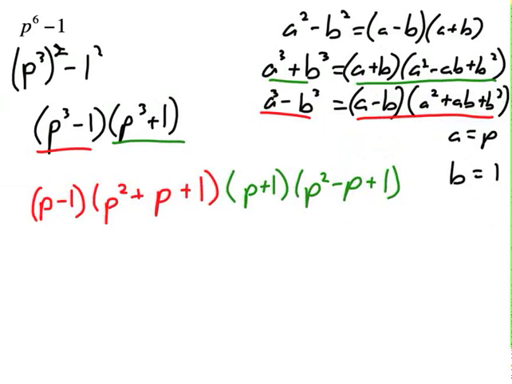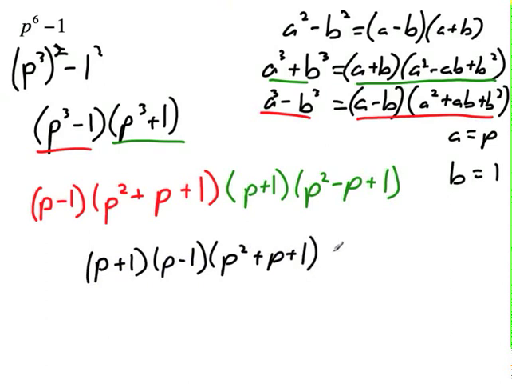Now let's write it in a little nicer form. Let's go p plus 1 and p minus 1. And then I'm going to go p squared plus p plus 1. And then p squared minus p plus 1. Usually what you do is you have the lower degrees first and then the higher degrees last. But not a big deal because it's all commutative anyway. So it doesn't matter if you keep it like this or leave it like this. But I'm going to leave it like this because it's prettier to me.